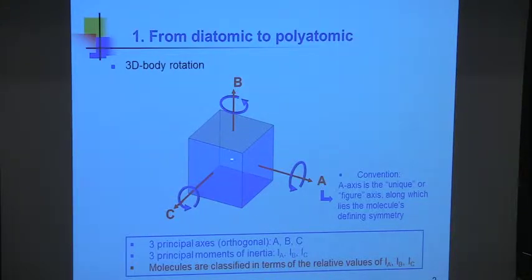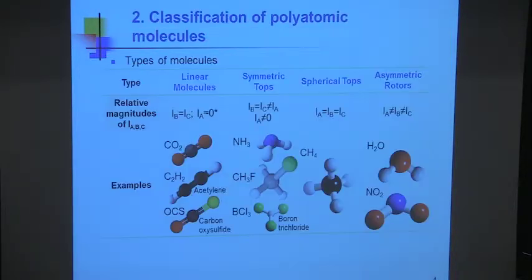So we find the center of mass, whatever this object is. We typically first then define what's called the A-axis. It's called the unique or figure axis. It's usually an apparent symmetry axis. And then B and C are orthogonal. We then evaluate the moments of inertia about each of these axes. And then the molecules are classified depending upon these values or relative values of these moments of inertia.